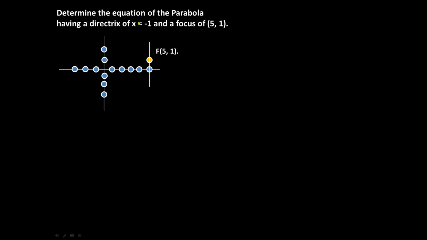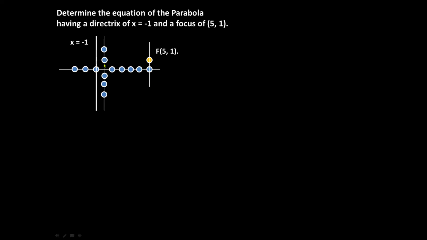I-plot ko ang x equals negative 1. 0 ito, negative 1. So, dyan yung line of directrix natin, x equals negative 1. What do you think? Nasa left ang directrix, nasa right ang focus, nasaan ang vertex? Sa gitna, di ba? Saan nakaharap ang parabola? Hello? Right po. Obviously, to the right.